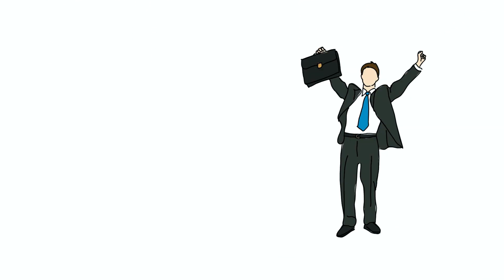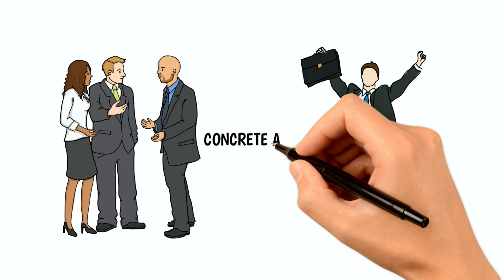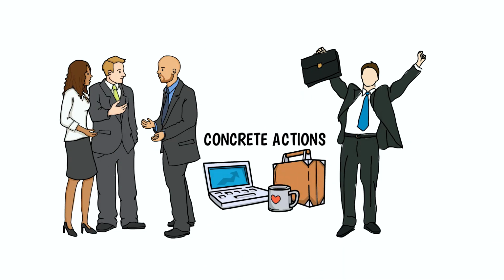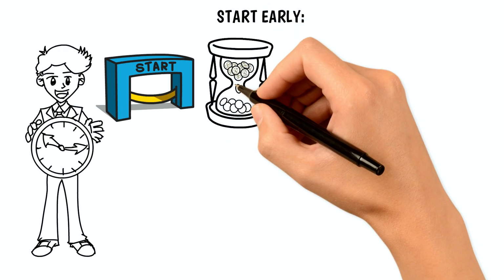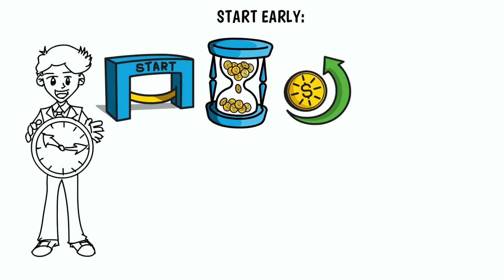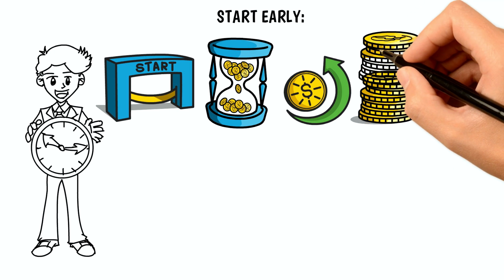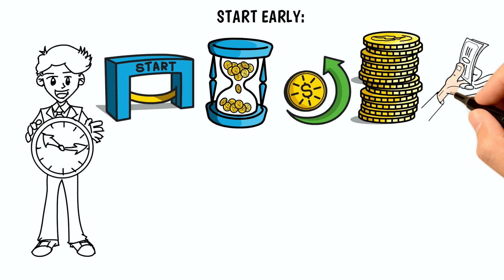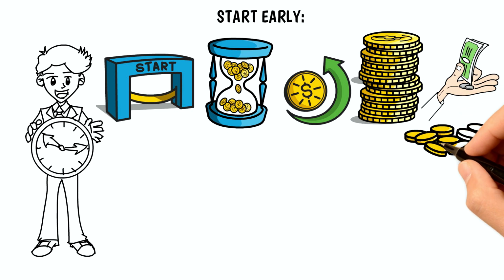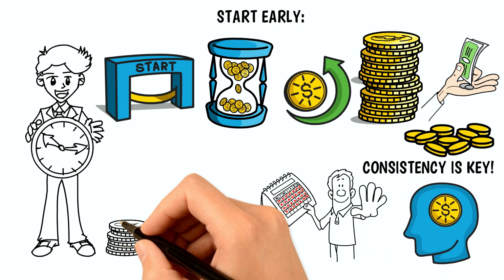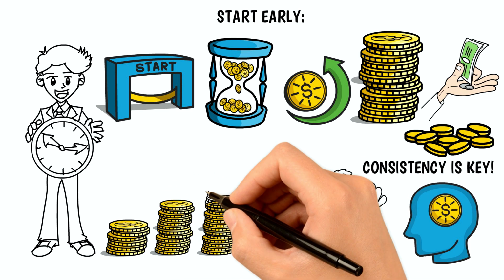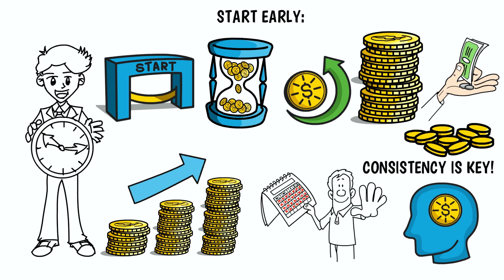Now that you understand the power of the 8-4-3 rule, let's translate this knowledge into concrete actions to supercharge your financial journey. Start early. Don't wait for the perfect time to begin investing. The sooner you start, the more time your money has to benefit from compounding. Even small contributions can make a significant difference in the long run. Consider setting aside a fixed amount each month, regardless of the amount. Consistency is key. Starting early allows you to leverage the power of time.